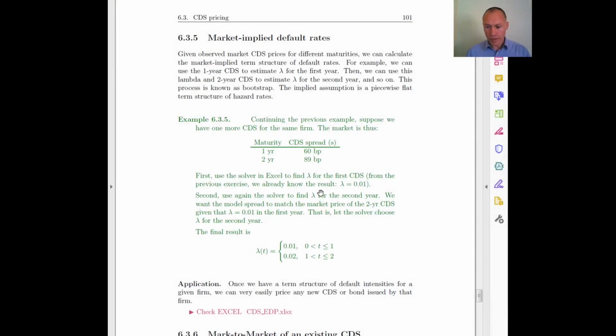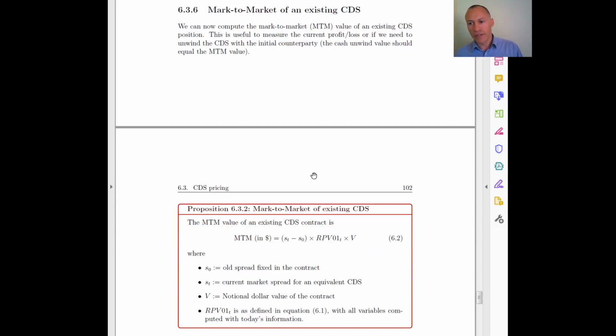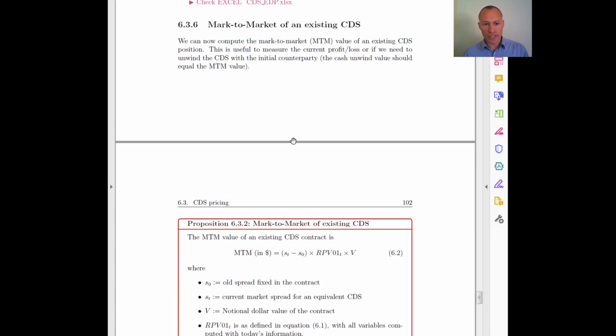So let's go back to the handout. One last thing we're going to do here with CDSs is to mark to market an existing CDS. The idea is that I have a CDS that was initiated sometime before. In the meantime, market conditions have changed, and now this CDS that started with a value of 0 may have a positive or a negative value to me. If I want to unwind the CDS, if I want to cancel my contract, I may have to pay or receive some money to the counterparty. And what we are doing now is determining exactly how much I need to pay or how much I can receive to end the contract.